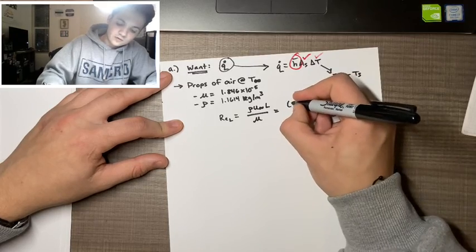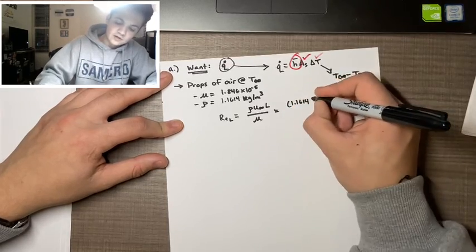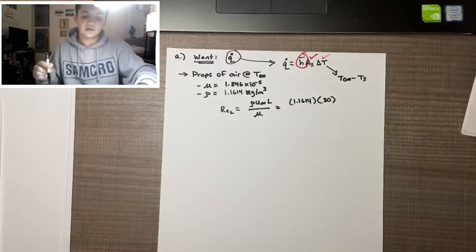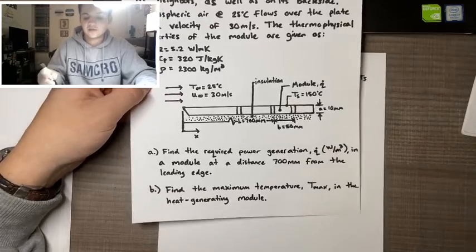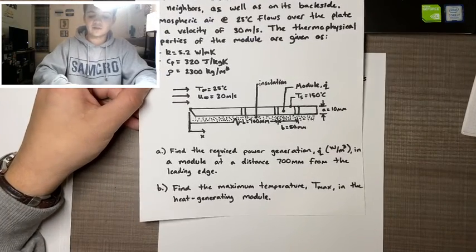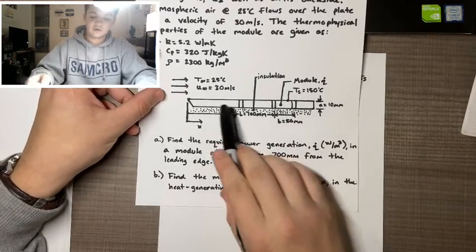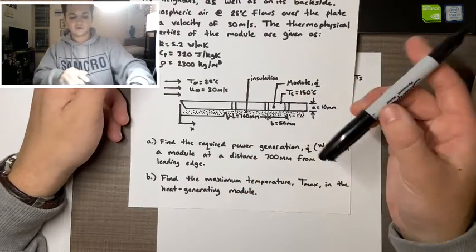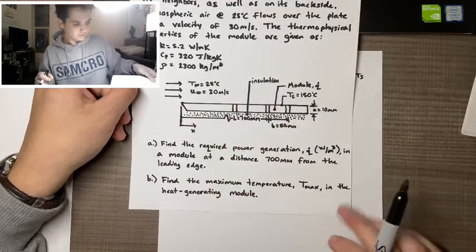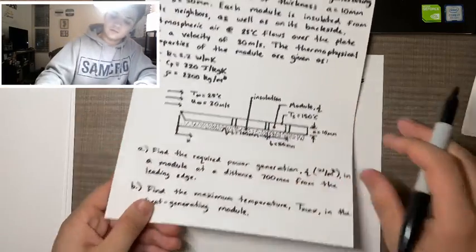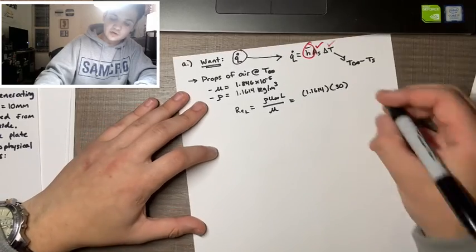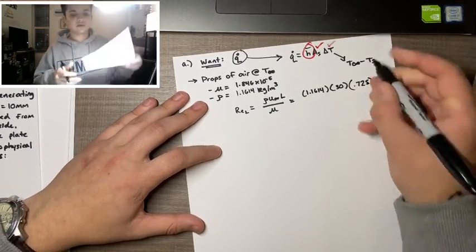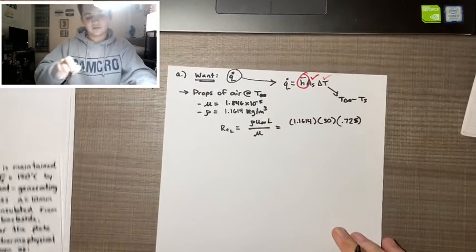So, 1.1614 times 30 meters per second. And then for L, because we're going to be interested in the average convective heat transfer coefficient, h, instead of going up to the beginning of the module or the end of the module, we're going to want to go to the center, because that'll be the average distance from the beginning of the plate to the module. So it will be 0.725 meters. And I'll show you the diagram again, just in case that was confusing.